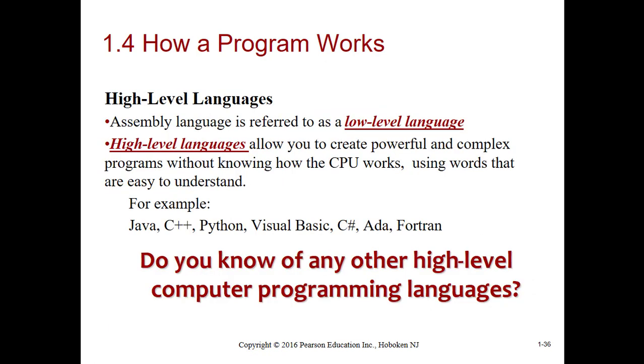High-level languages. Assembly language is referred to as a low-level language. High-level languages allow you to create powerful and complex programs without knowing how the CPU works, using words that are easy to understand. Java, C++, Python, Visual Basic, Ada, and Fortran are some examples of high-level languages. Can you think of any other high-level languages?